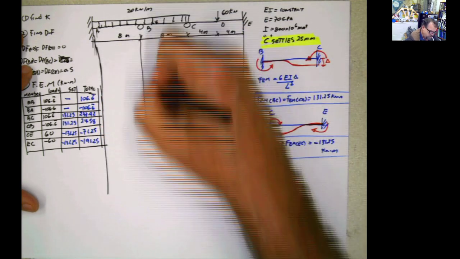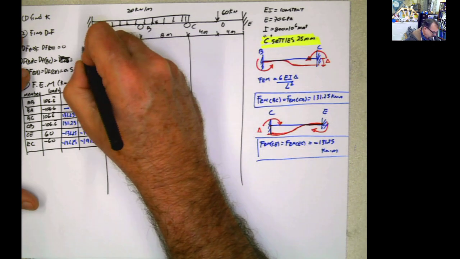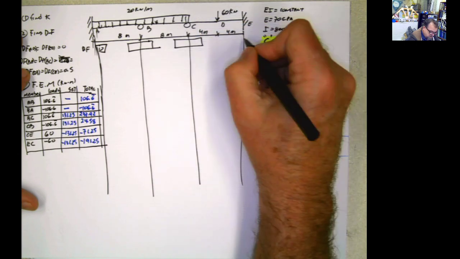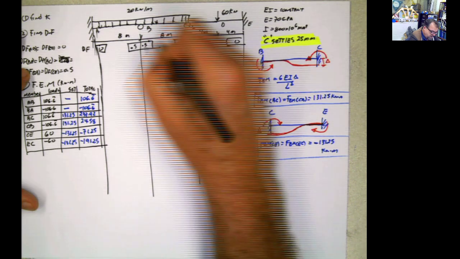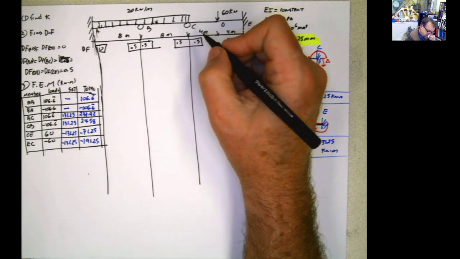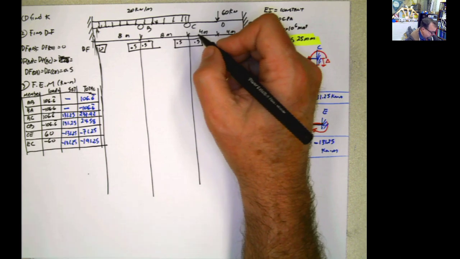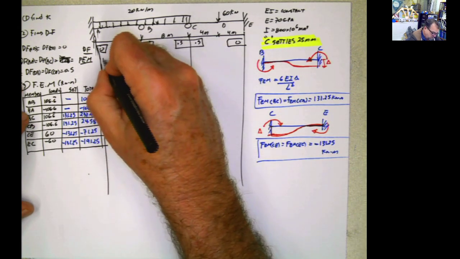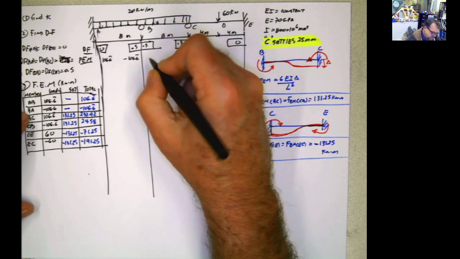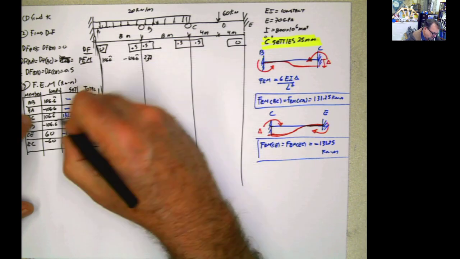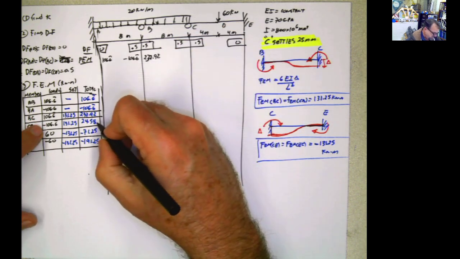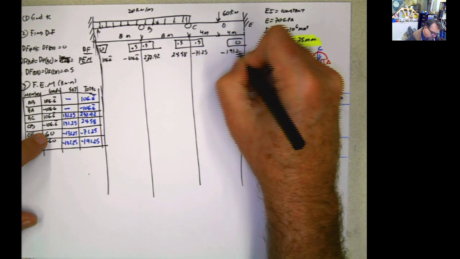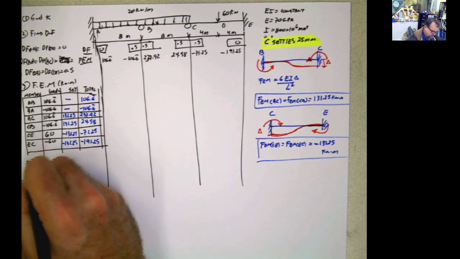So what we do, same thing as we did before. The distribution factors: well, this is a fixed support, distribution factor here is 0, and for the rest, this is 0 also, and we calculated the rest at 0.5, 0.5, 0.5, and 0.5. That's it. Now, the fixed moments are going to be this one here, 106.6, negative 106.6, 237.92, 24.58, negative 71.25, and negative 191.25. Now the procedure is the same procedure.